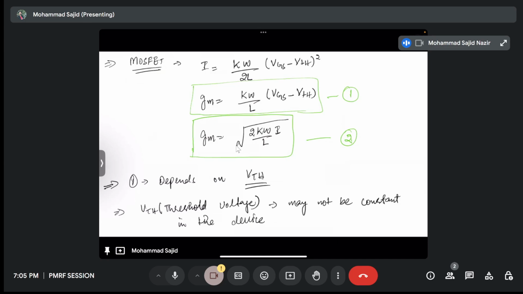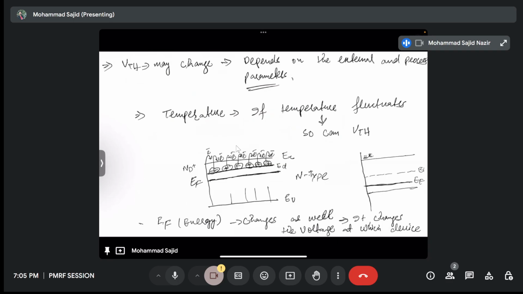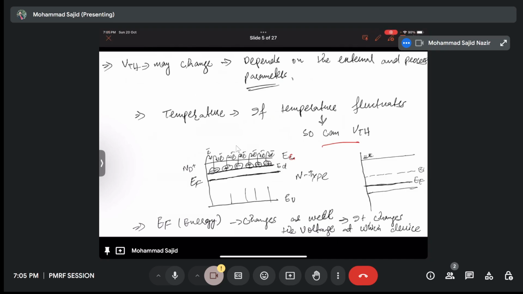GM is given by equation 1 and equation 2. So one depends on VTH. VTH thresholds may not be constant in the device, right? So VTH may change depending on the external and process parameters. If the temperature changes, so can VTH. So you have this band diagram. You have EC, you have the donor level, and you have EV.